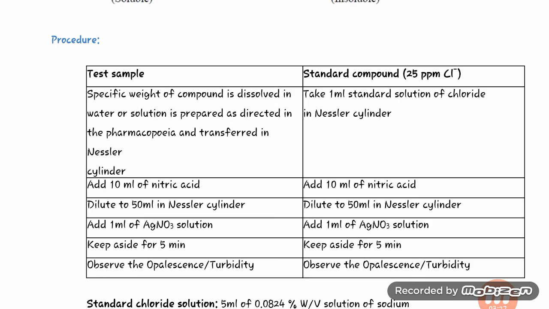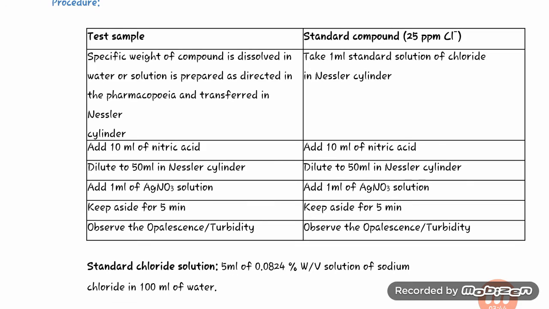Next is the procedure. Test sample: a specific weight of compound is dissolved in water, or the solution is prepared as directed in the pharmacopoeia, and transferred into a Nessler cylinder. Then the standard compound. First we will have to take a test sample and the standard sample. We have to compare the test with the standard.